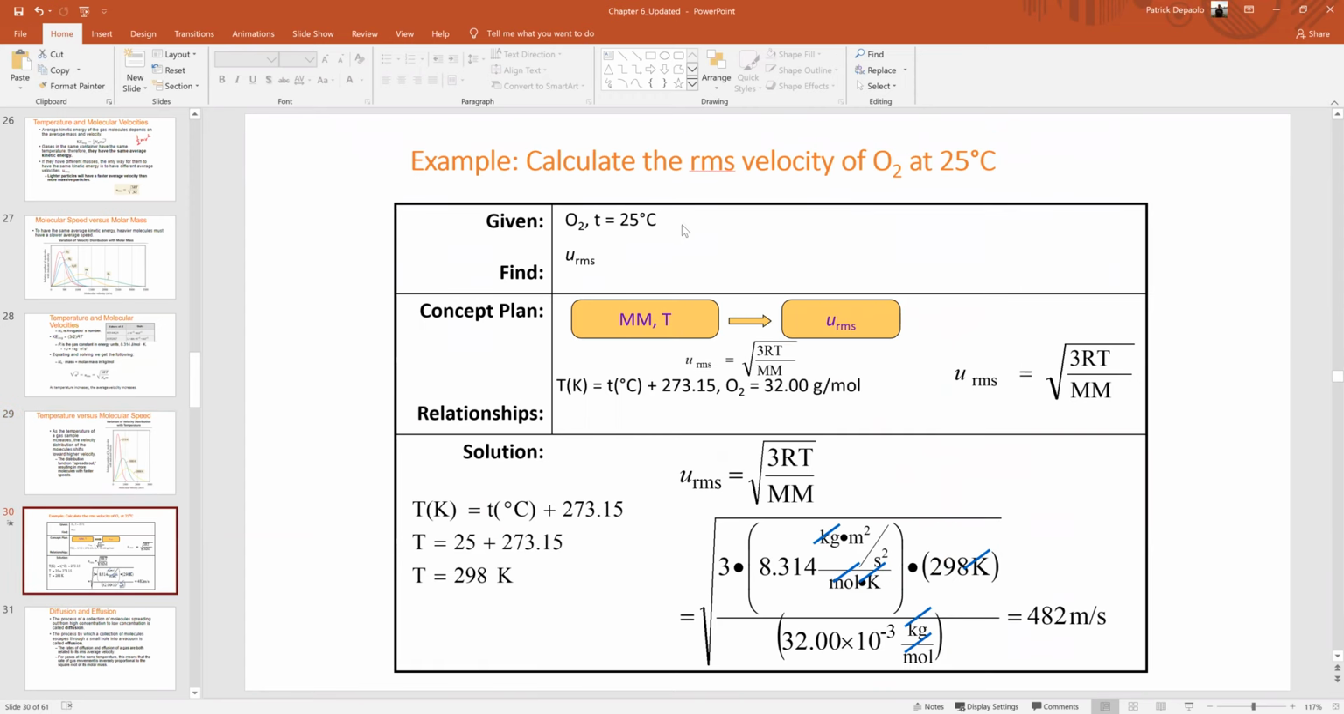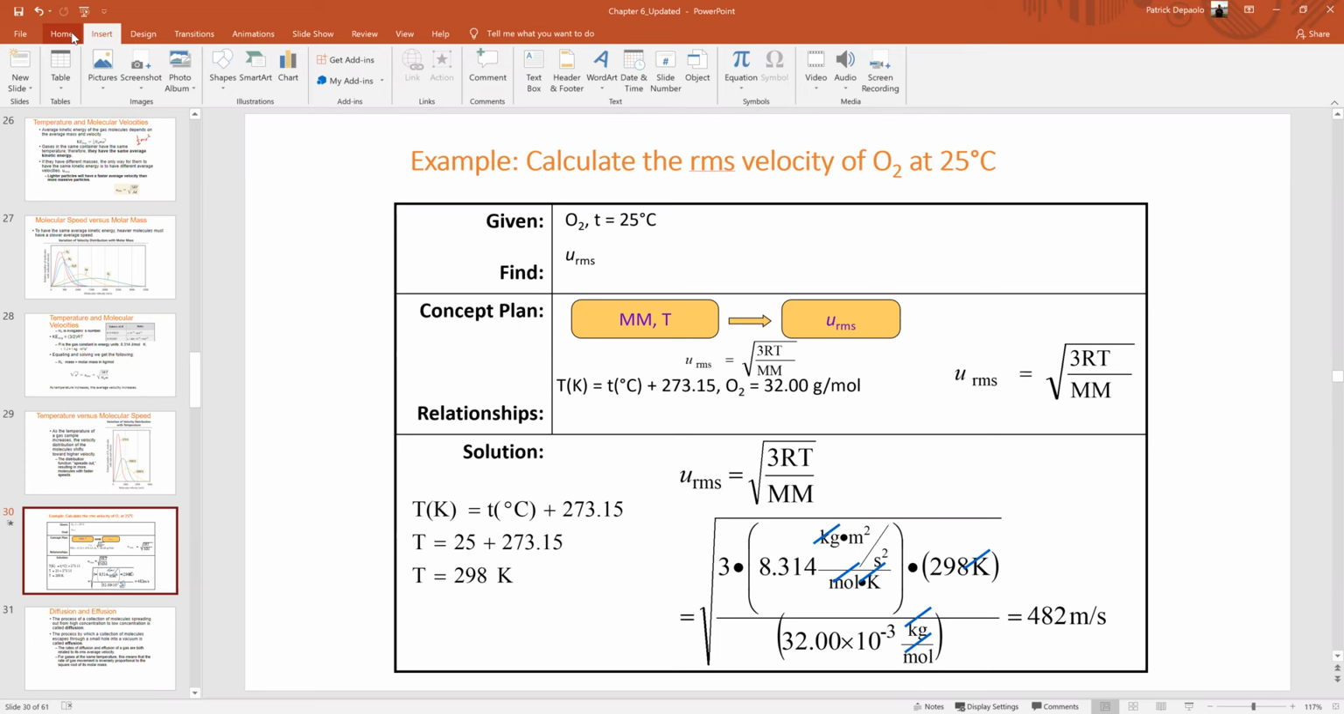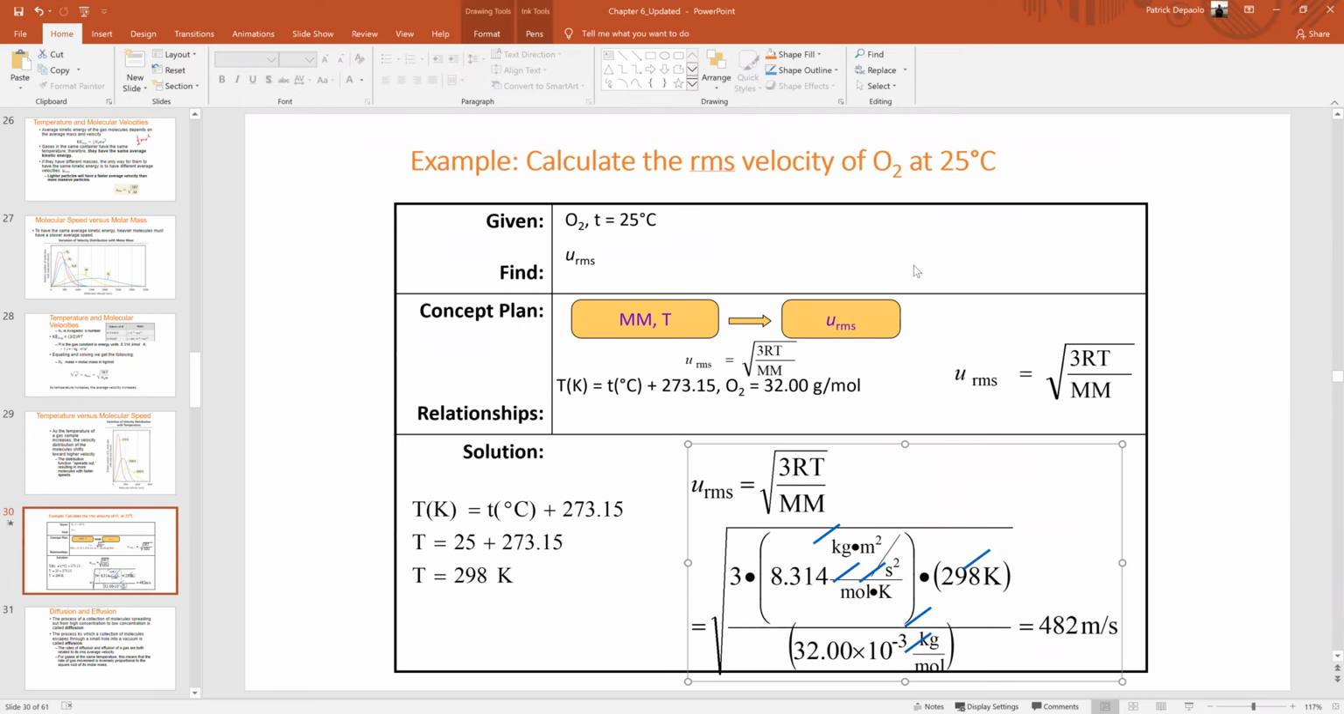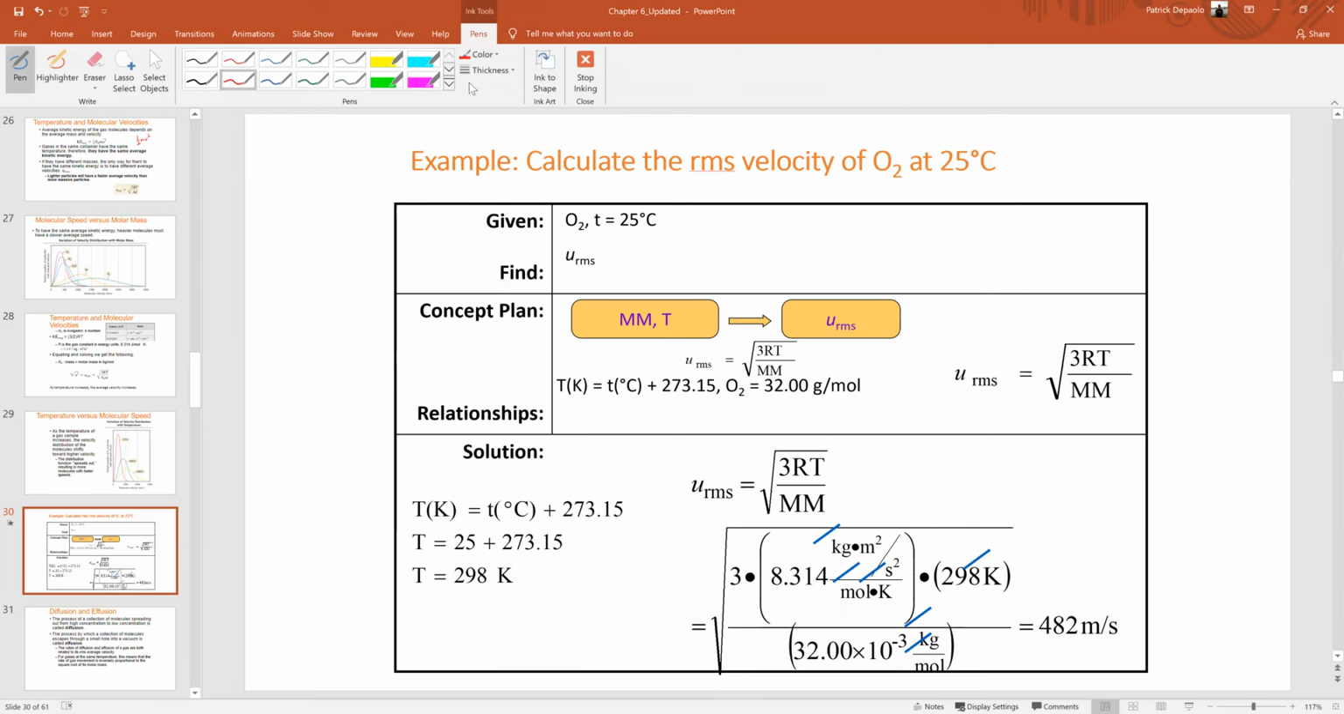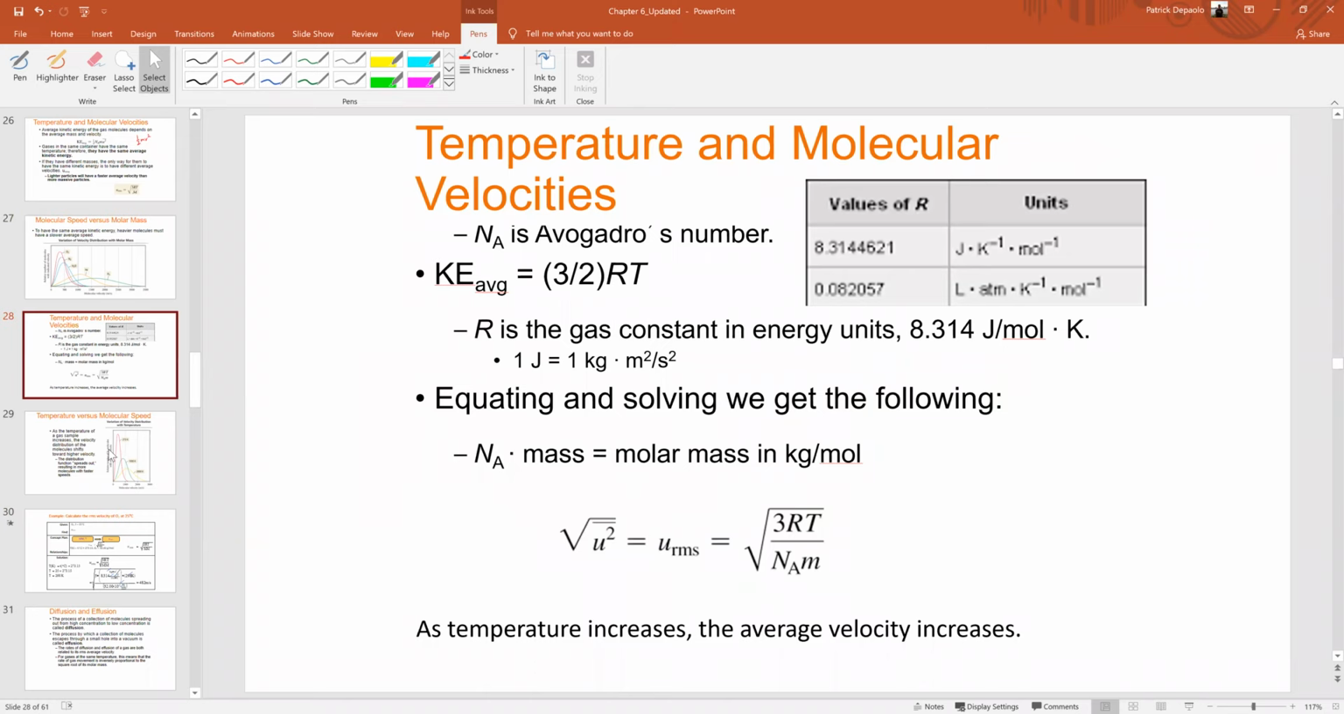Okay, so let's do this. Let's do a root mean square real quick. So let's calculate the root mean square velocity of oxygen gas at 25 Celsius. So just like what I mentioned before, well, the math is right here. So you're using this equation, square root of 3 RT over MM. Or you can use Avogadro's. Where's the Avogadro one? Hold on. Oh, doesn't matter.